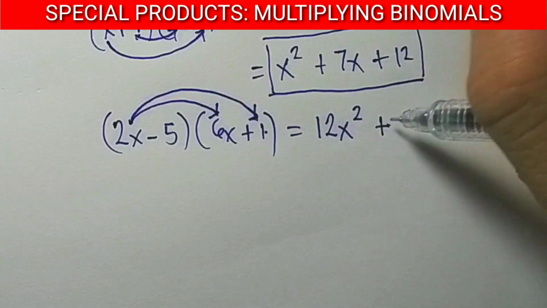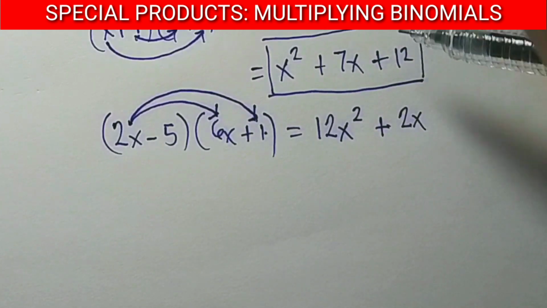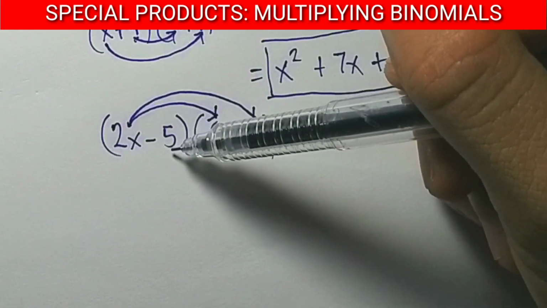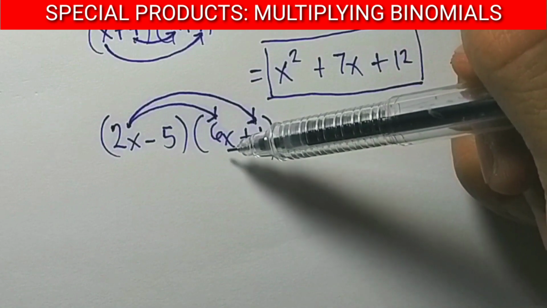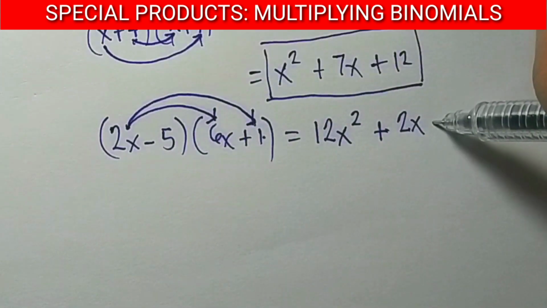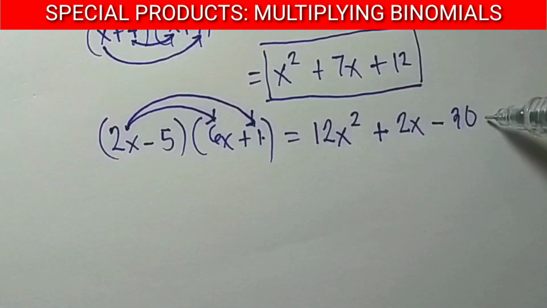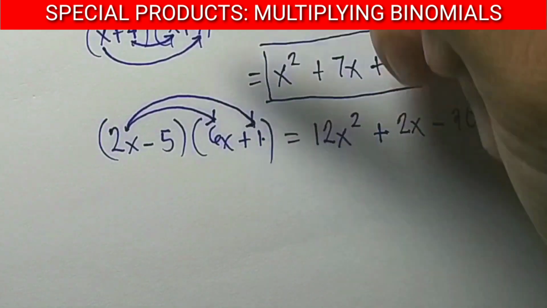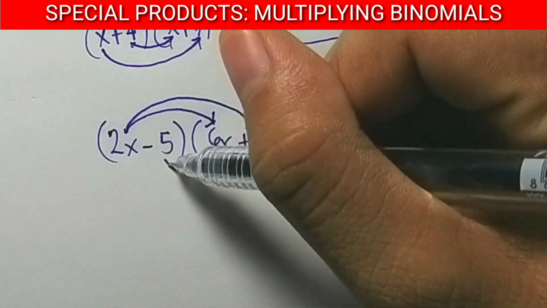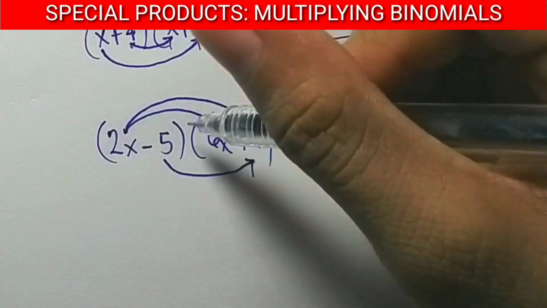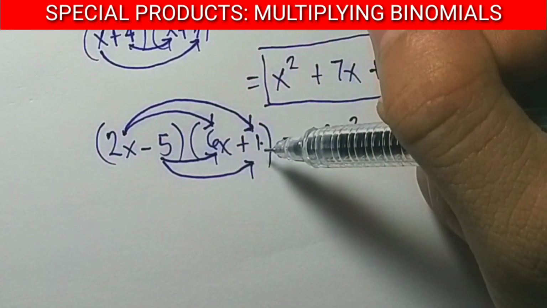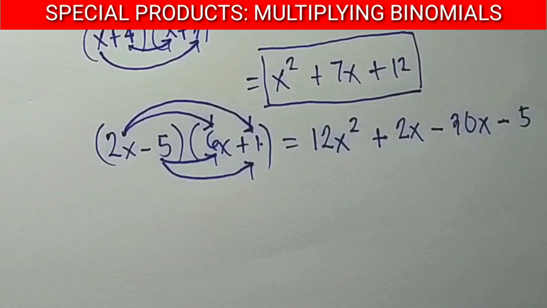That is positive 2x. Next are the inside terms. Atong inside terms kay si negative 5 og si positive 6x. So negative 5 times 6x, that is negative 30x. Nya dinhi na dayon ta sa last terms, which is negative 5 and positive 1. So negative 5 times positive 1, that is negative 5.